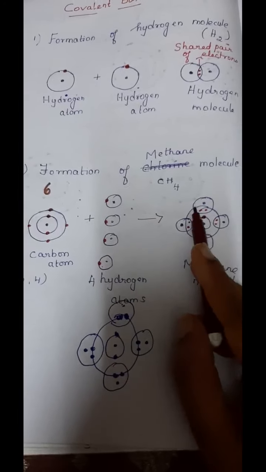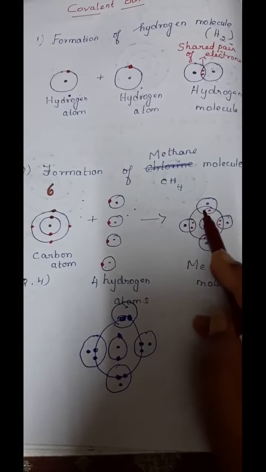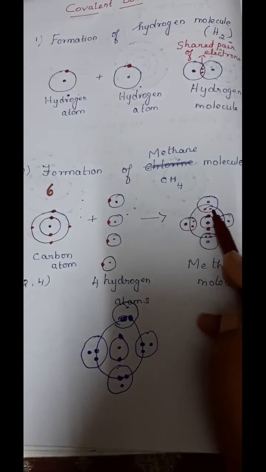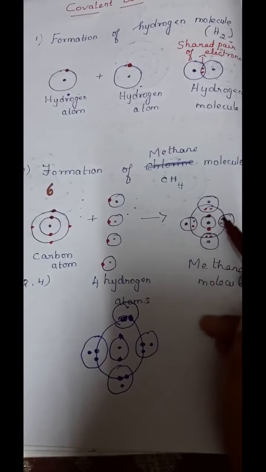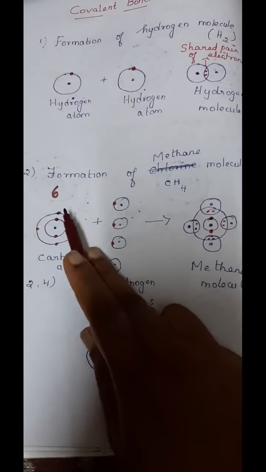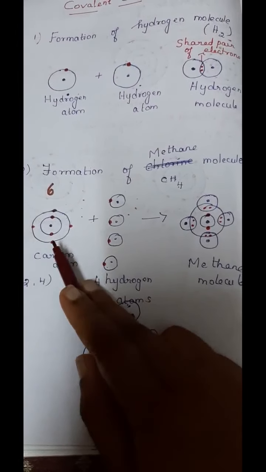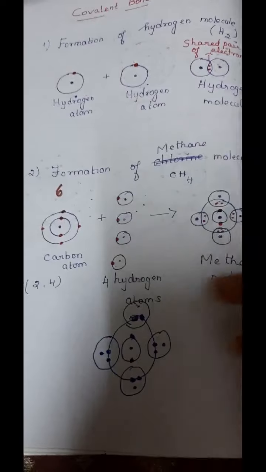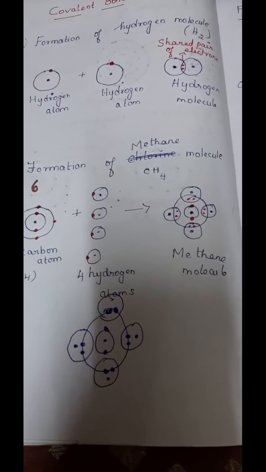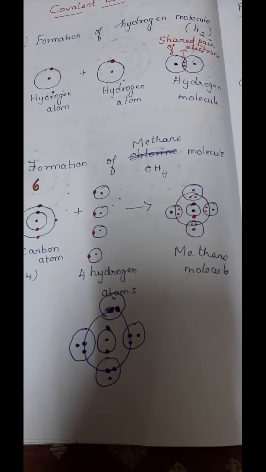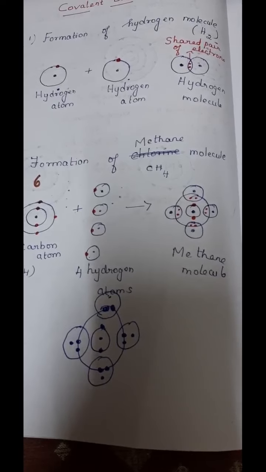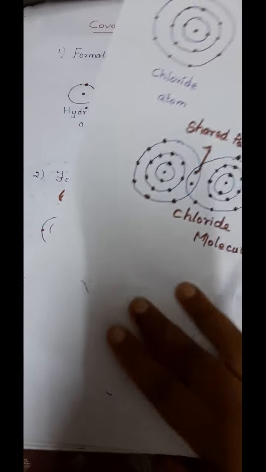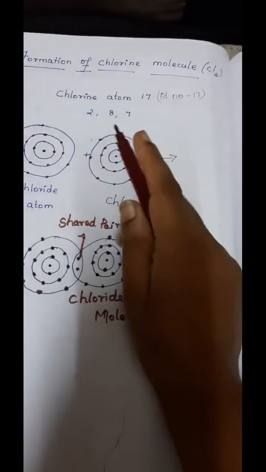So see how it is shared. First you draw the carbon atom with 2 electrons in the first shell, and in the next shell, for methane, one hydrogen atom is shared here, another hydrogen atom is shared here, another hydrogen atom is shared here, and another hydrogen atom is shared here. This is the formation of the methane molecule. Is it clear, children?